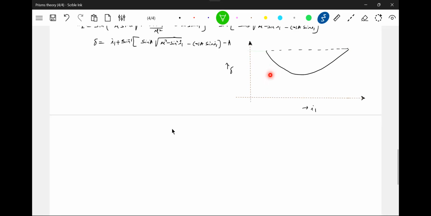Not visible. Huh? I'll make them visible. You can see now.